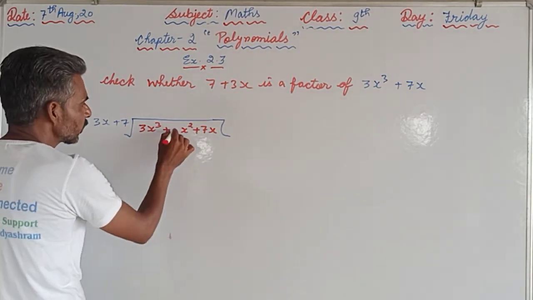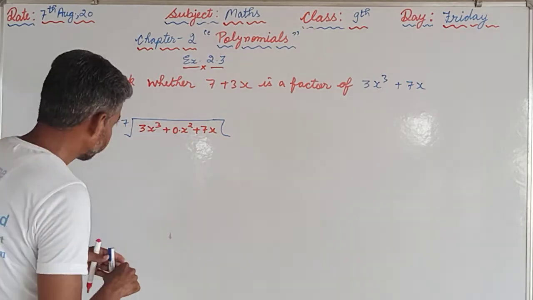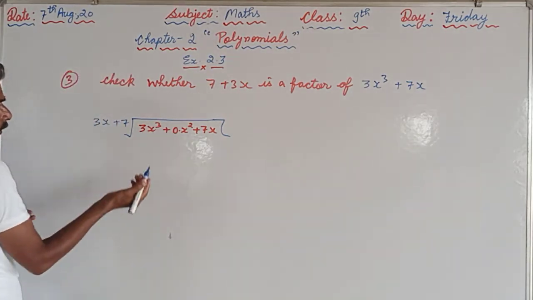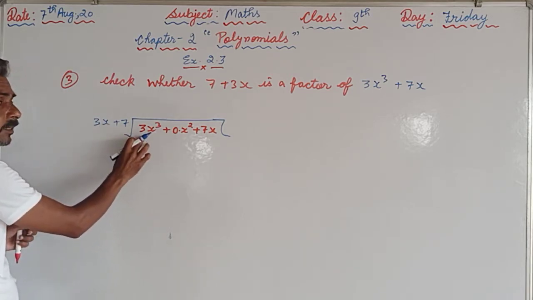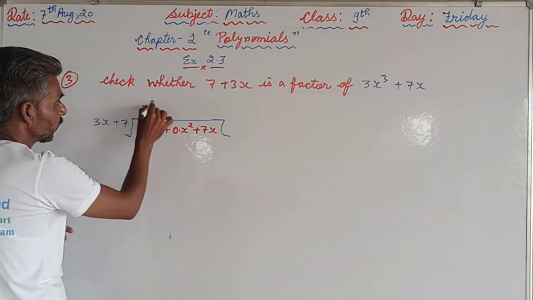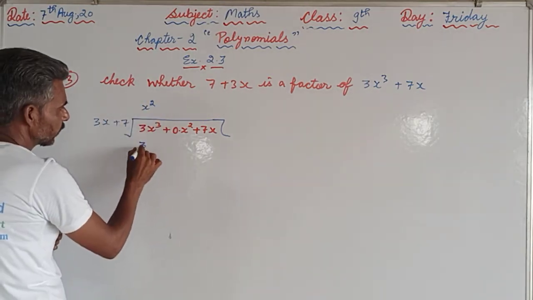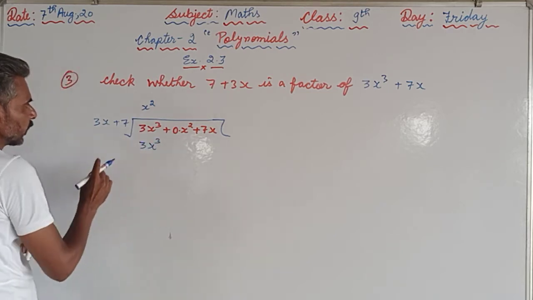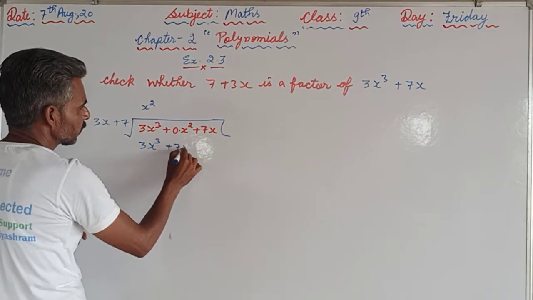If x square is not there, it means the coefficient of x square is 0. So we will divide, considering the first term only. 3 is here, 3 is here, but the difference is in their power, so we will multiply it by x square. If we multiply 3x by x square, we will get 3x cube, and if we multiply 7 by x square, we will get 7x square.